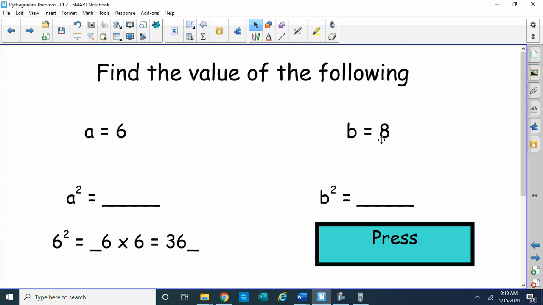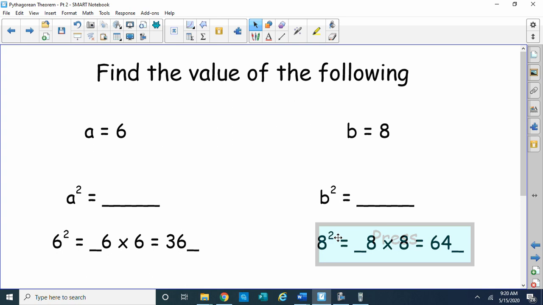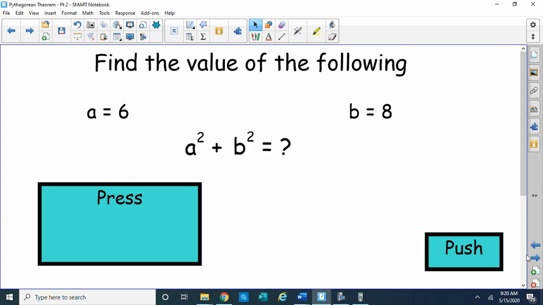We had another question. We had b is equal to 8 this time, and we had b squared, so we replaced b with 8, and we would square that out or expand it out. 8 times 8 is equal to 64. So that's what we did last time, and we jazzed it up a little bit more.